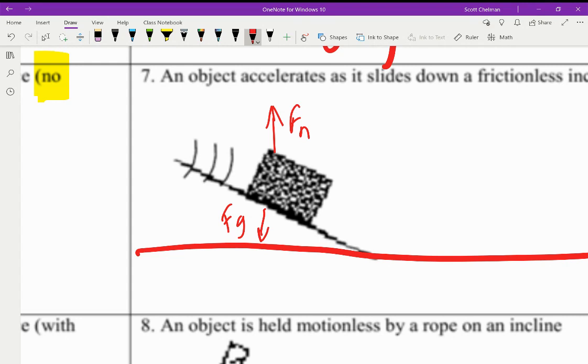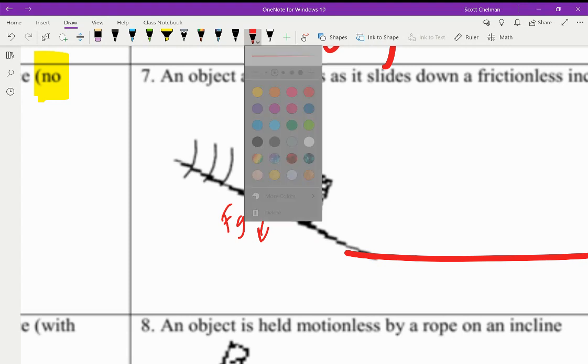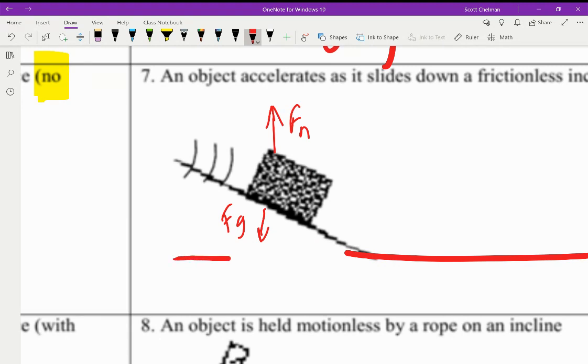Let me make my surface of the Earth better. The result of the gravity does mean that the object keeps moving down that ramp. But it's not going to move as fast as it would if it was just dropped, right? It's going to be slower because it's not exactly the same amount.